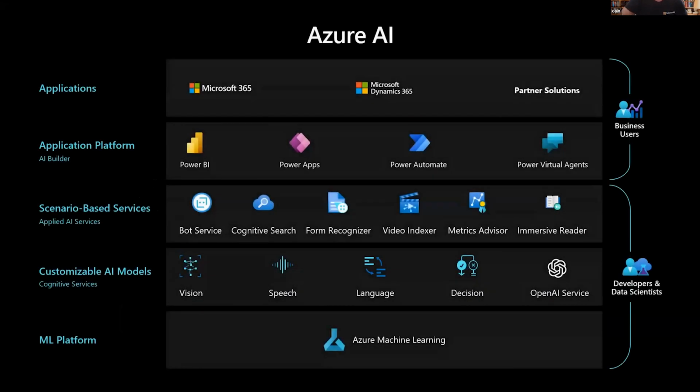Talking about Azure OpenAI, you see that the OpenAI service sits in what we call the customizable AI models. So you have the ML platform, and then you have Azure OpenAI there. In our demo, I'm going to show you quickly how you could run Azure OpenAI from your Azure Machine Learning service, and then you can try it by yourself.